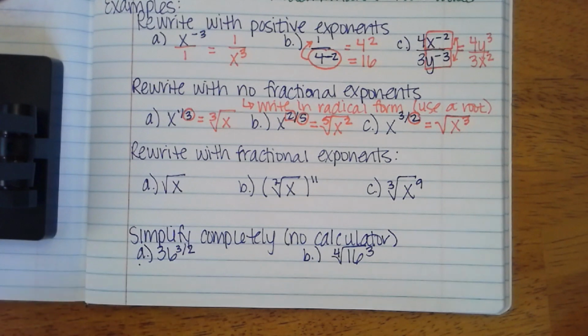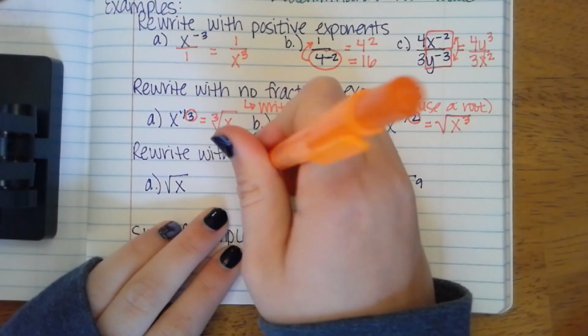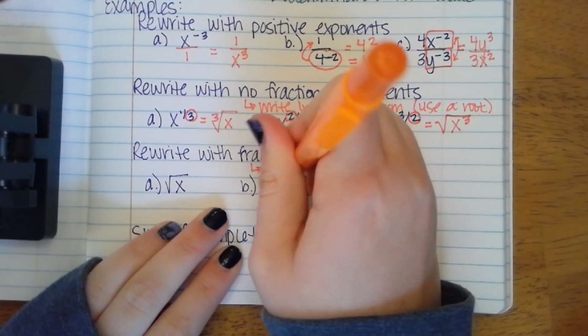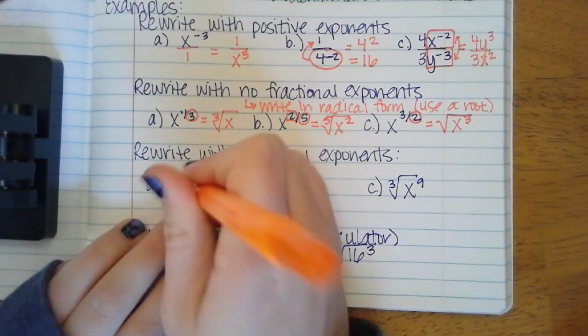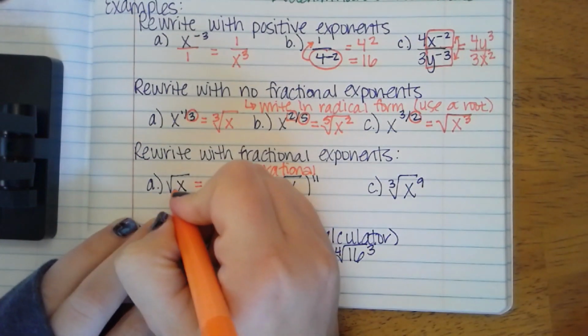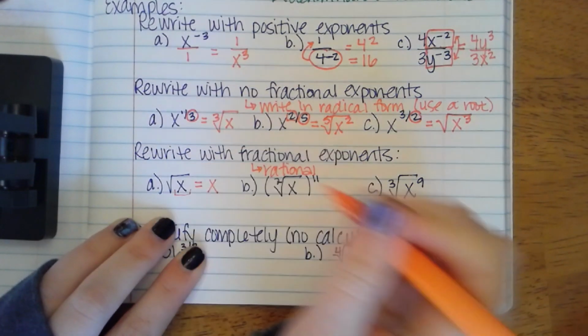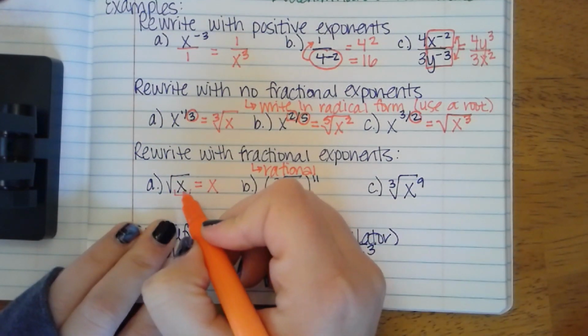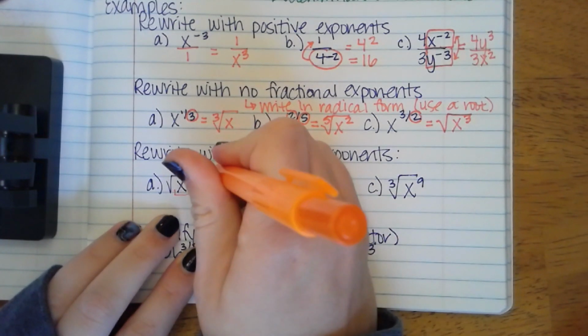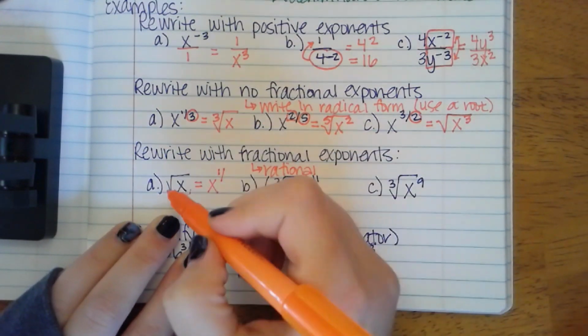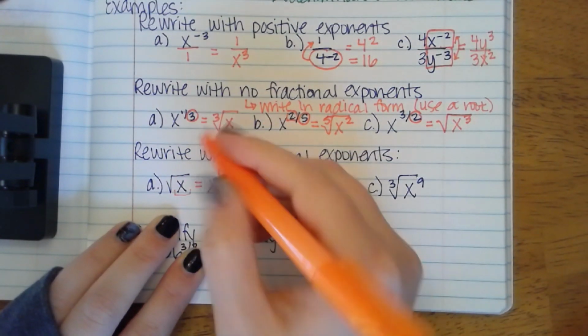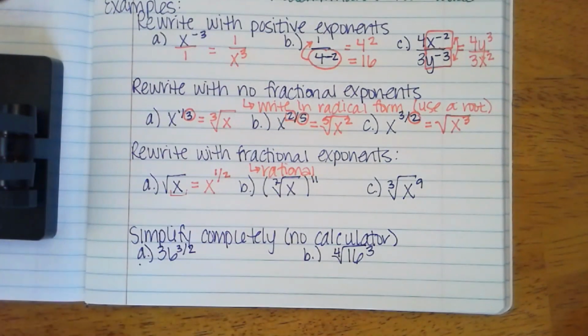Okay, then for this next part, we are going to go backwards. So now we are going to write with a fractional or rational exponent. So our base stays the same. Our base here is x. Okay, x doesn't have a power associated with it, so we know it's a 1. And then the root we are taking is the square root, so we have the 1/2 power.